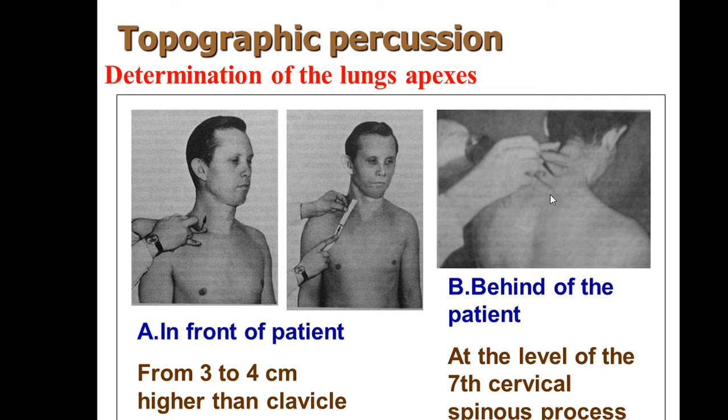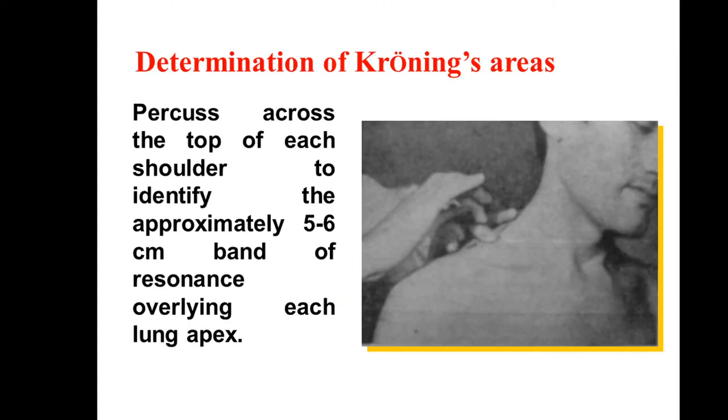To detect the posterior upper border of the lungs, you should find the center of the spine of the scapula. From the center of the spine of the scapula, centimeter by centimeter, from resonant sound till dull sound, the doctor percusses in the direction of the 7th cervical spinous process, and the upper posterior border of the lungs is localized at the level of the 7th cervical spinous process. Then you should find out the width of the apex of the lungs.